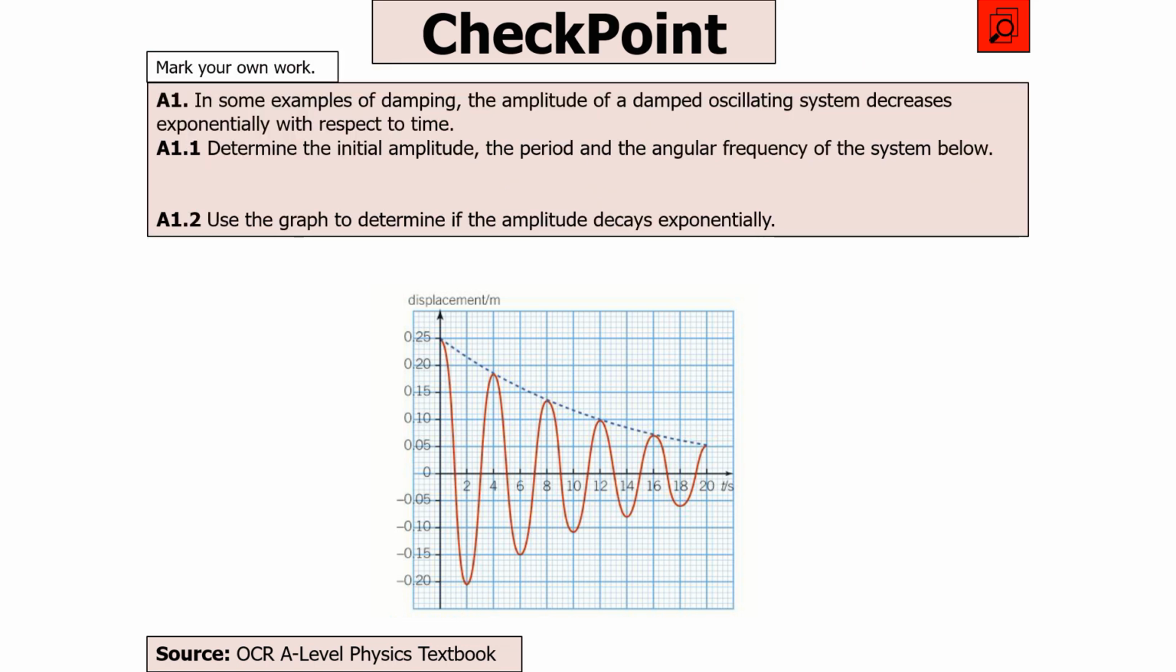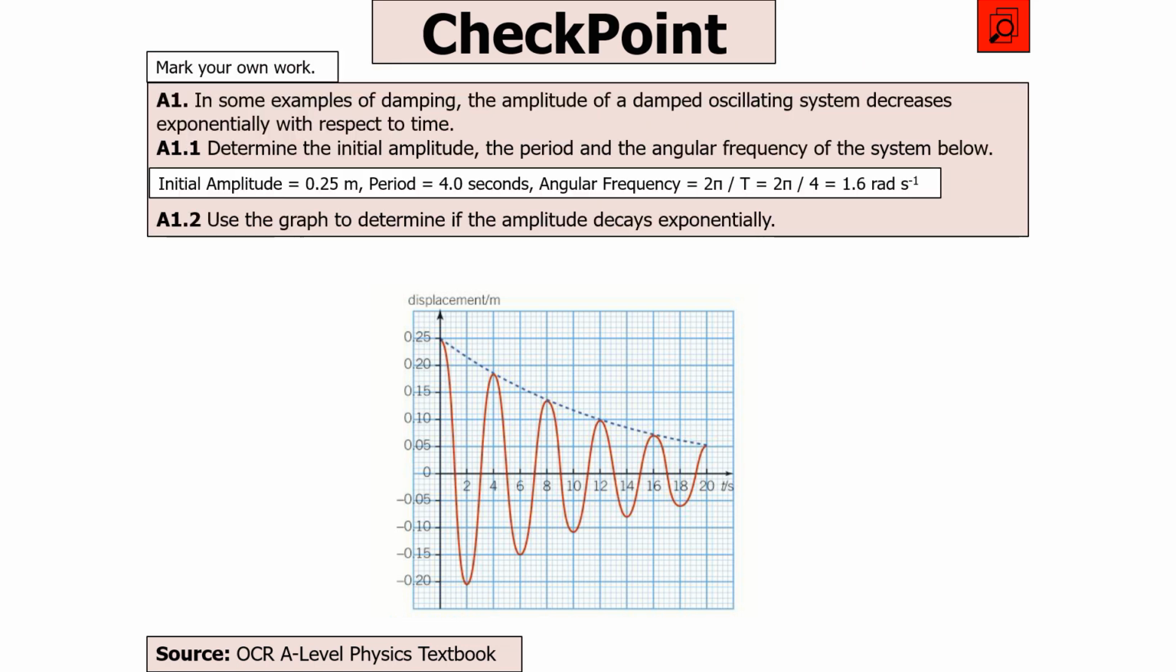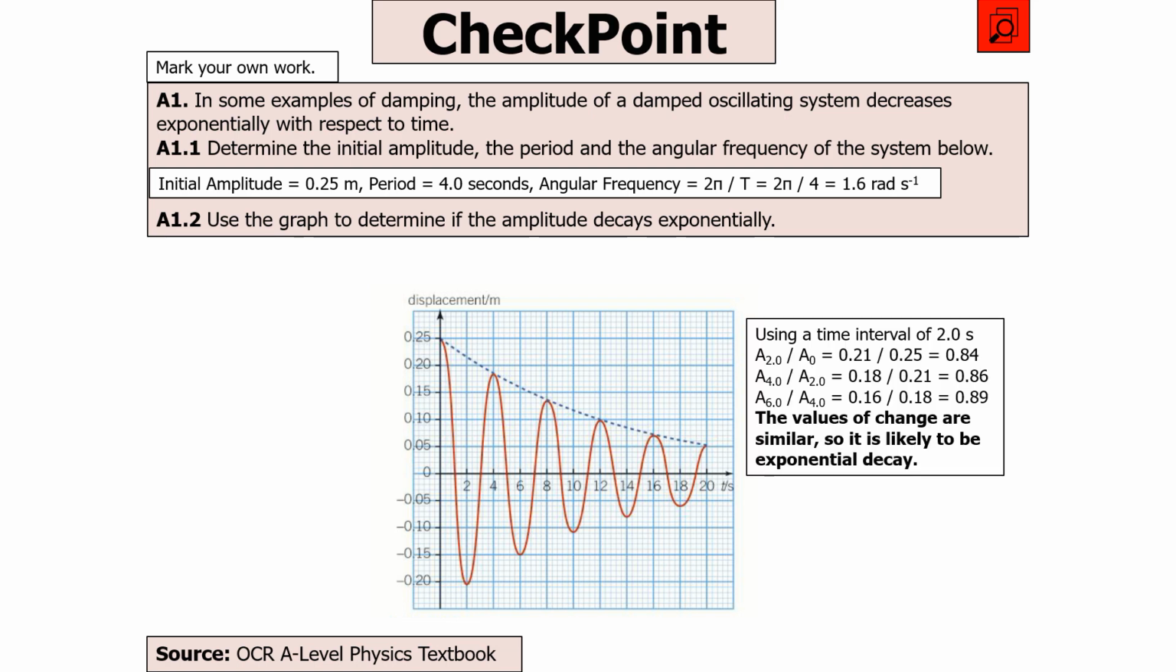Right, in this first one, the initial amplitude is the displacement at the start, which is 0.25 meters. The time period is the time it takes to go from peak to peak, which you'll see is going to be 4 seconds. The angular frequency is 2 pi over T, so it's 2 pi over 4, which is 1.6 radians per second. Now, to see if it decays exponentially, what you're going to do is take a fixed time period, like 2 seconds, and see if the ratio of values at each point is the same.